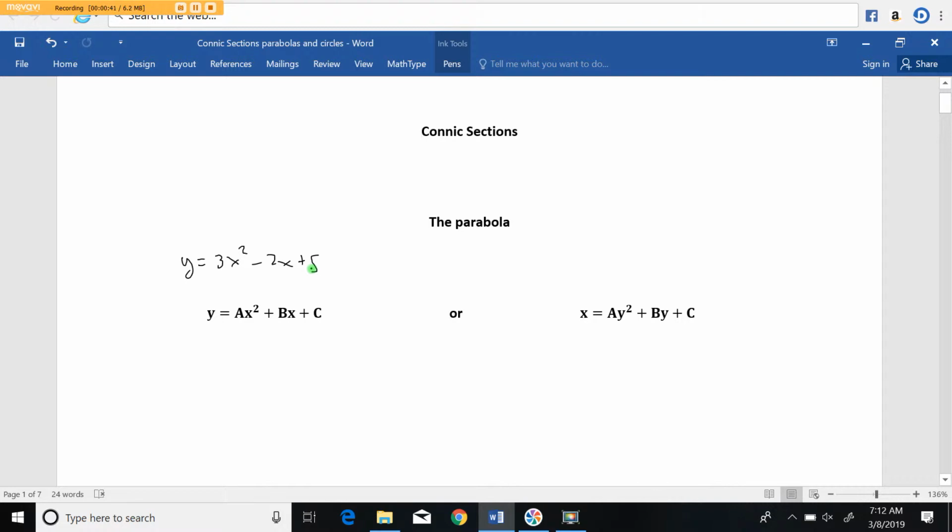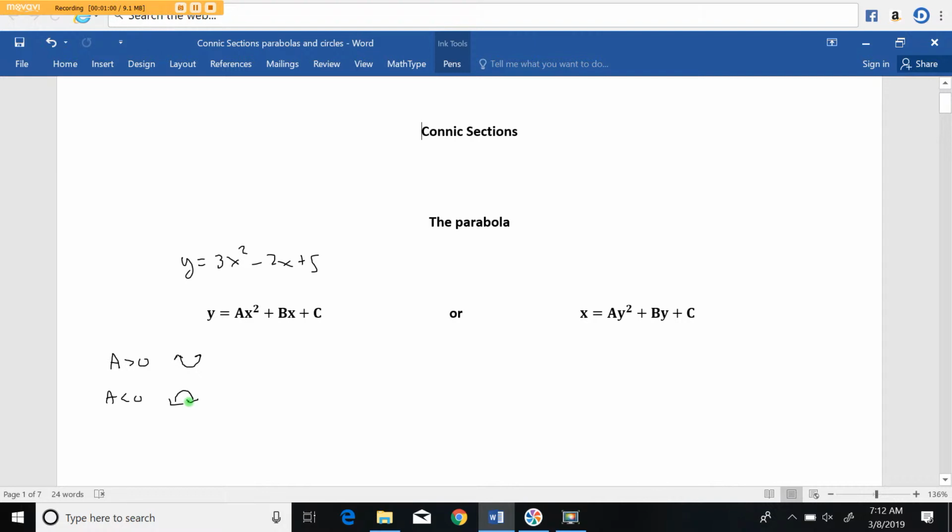Now, you can tell whether it opens up or down by the number in front of the x squared term. If a is positive, or greater than 0, then the parabola opens up, something like this. If a is negative, or less than 0, then the parabola opens down.